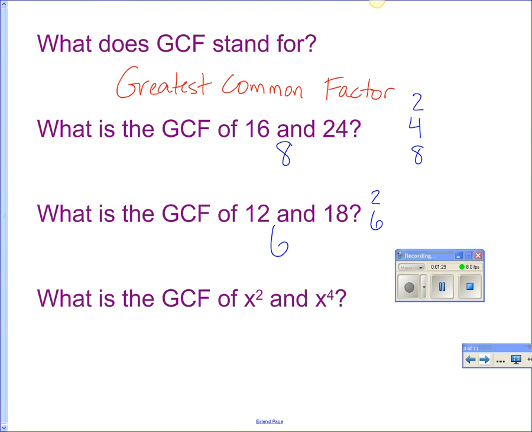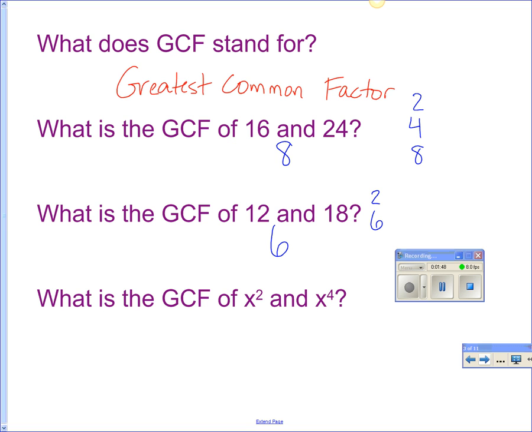6. Okay? So, guys, some of y'all, this is new to. 12 divides by 6. What's 12 divided by 6? 2. And 18 divides by 6, and it gives you 3. So this is a number that they both can divide by, and it gives you a whole number. Okay, we don't want decimals today.